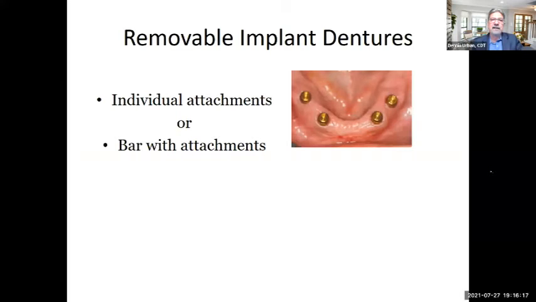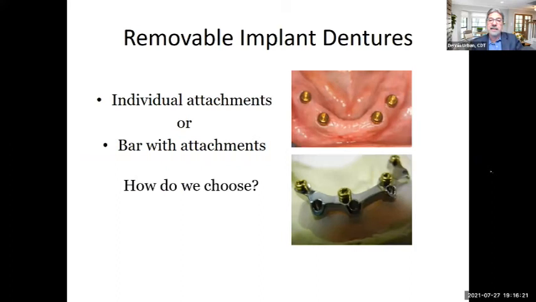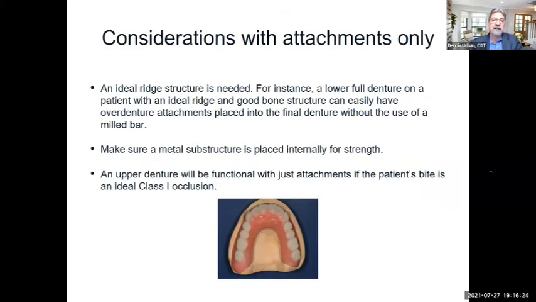So let's talk about implant dentures, individual attachments or a bar with attachments. How do we choose? Some of the considerations with attachments only, well, an ideal ridge structure is needed. For instance, a lower full denture on a patient with an ideal ridge and good bone structure can easily have overdenture attachments placed into the final denture without the use of a milled bar. So we want to make sure the metal substructure is placed internally for strength. And there's a lot of choices for different substructures now. And I'll show some pictures of that in a little while.